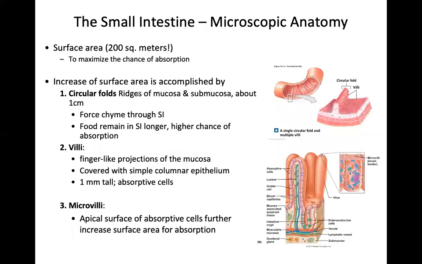Now, because the small intestine's main function is absorption, you want to maximize the amount of absorption you can have. The most effective way to have effective absorption is to increase surface area. Having a really large surface area means you can effectively absorb your nutrients. Your small intestine has about 200 square meters of surface area, which is huge considering the size and the folds of the small intestine. So how does your small intestine accomplish that?